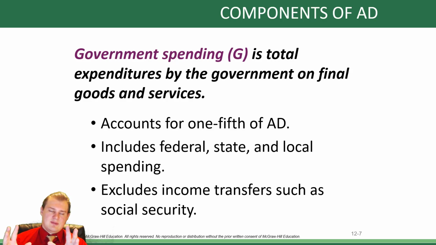And remember, as we've covered before in an earlier chapter, it does not include income transfers, because if I take money from one person and give it to another person, there's no economic activity that really happened. It was just a transfer of income. There wasn't some good or service being produced at that point.